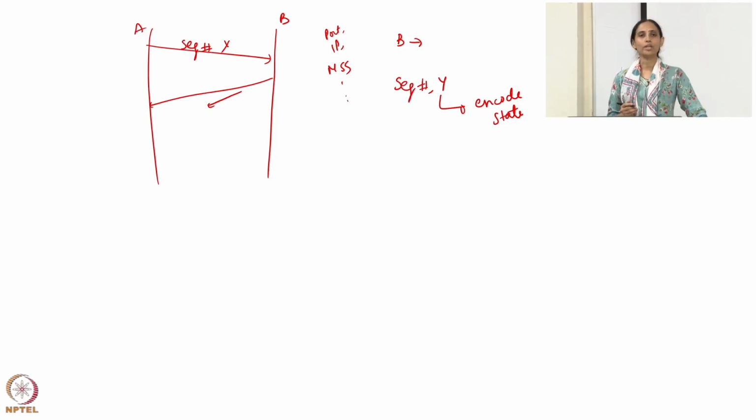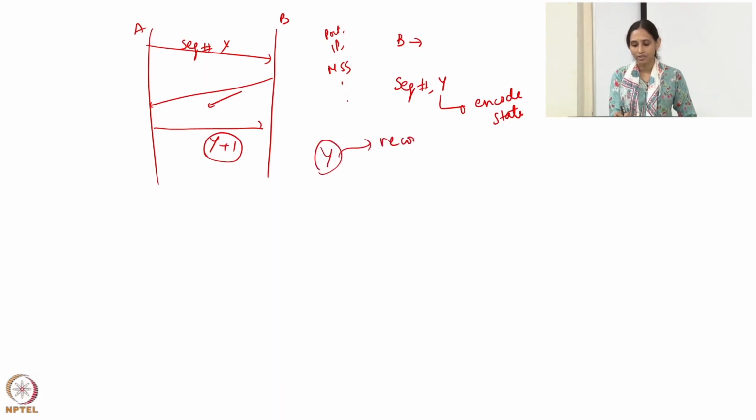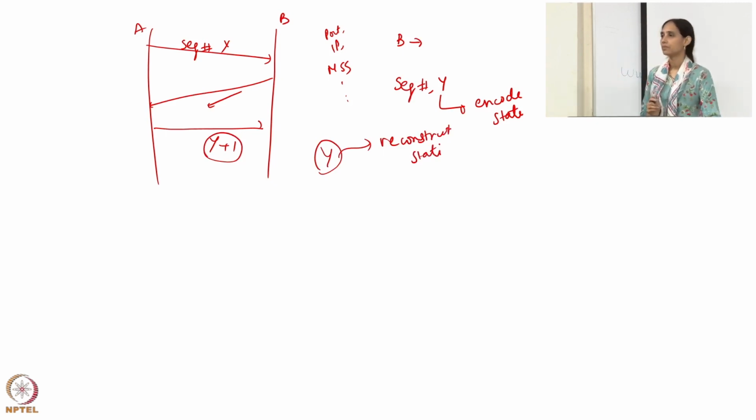By encoding the state, it will take some of these parameters and assemble the sequence number, so that once it gets back, for example, this guy will acknowledge Y plus 1. From this Y plus 1, it will find out what Y is, and from that Y, it will reconstruct the state that is needed. That way, you do not have to maintain the state anymore. How exactly it is done, I will not cover the details now, but you got the gist.